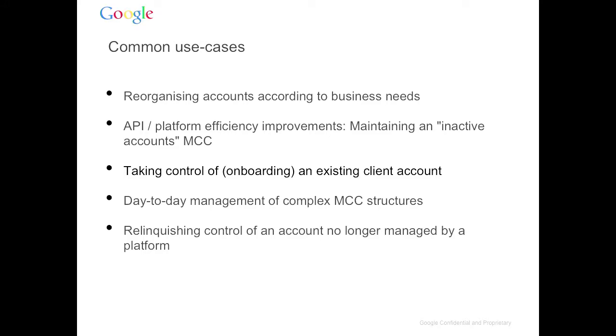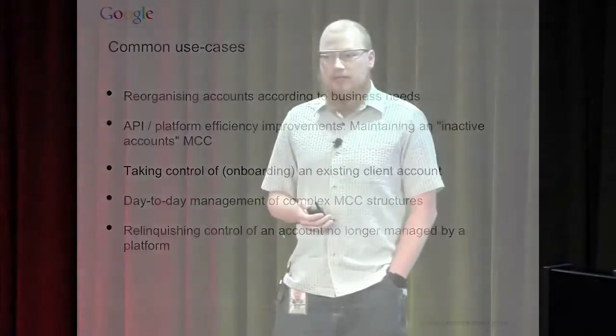There are a lot of different reasons why you might want some better functionality in the API. You might be talking about simply reorganizing your hierarchy, moving around a bunch of different accounts. You might want to set a bunch of your accounts to an inactive MCC so they're not being retained among your existing accounts. You might want to onboard a brand new account or offboard some accounts that are no longer with you. And you might want to just do some normal daily maintenance where you're just inviting a new account, rejecting them, etc.